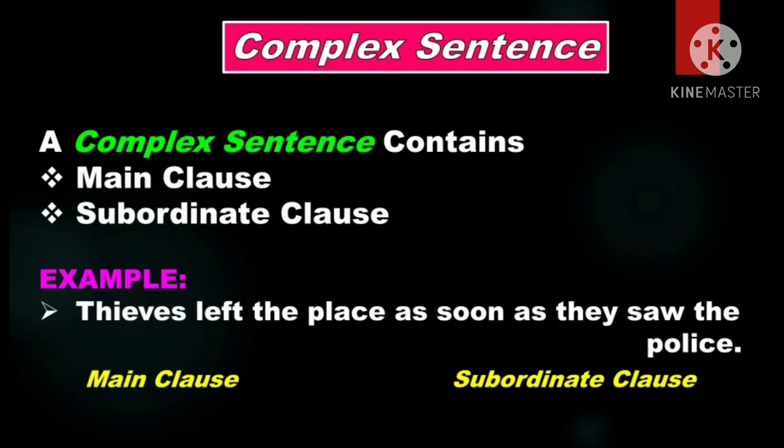But when the main clause comes first, a comma should not be used to separate the two clauses. Thieves left the place as soon as they saw the police. So, a complex sentence contains a main clause and at least one subordinate clause linked by a subordinating conjunction.